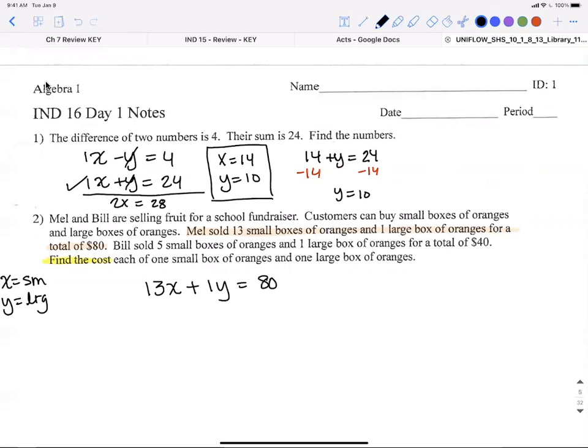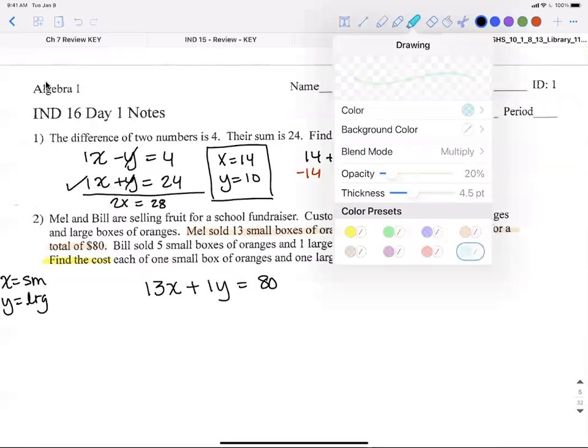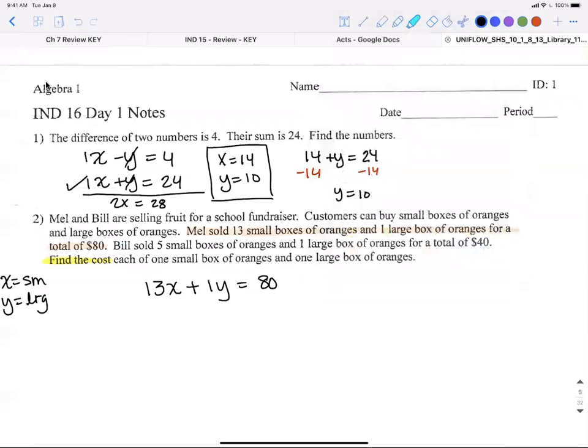Okay, so that's the first equation. Now I get a different highlighter color here. Now I look at Bill, and Bill sold 5 boxes of small oranges and 1 large box, totaling $40. So for Bill, I'm going to set it up that he has 5X, or 5 small boxes, plus he sold 1 large box, and he made a total of $40. Now it should look very familiar to you, set up so that you can solve it as a system of equations.